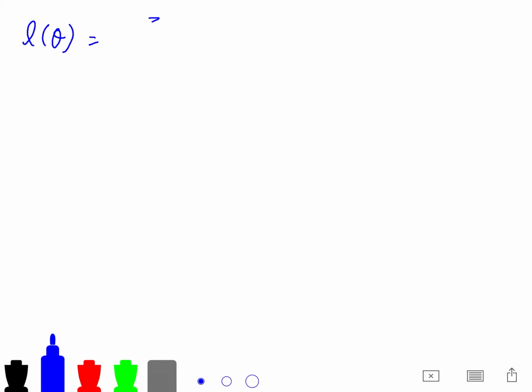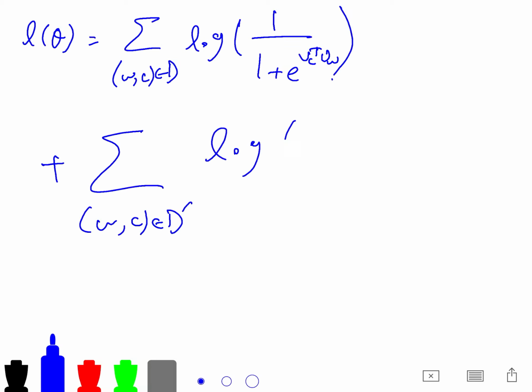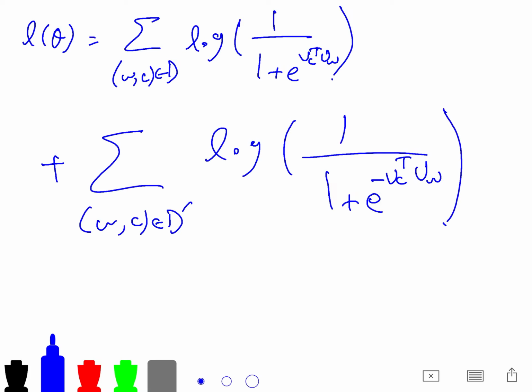So L of theta is just over all pairs in the corpus, the log of 1 over 1 plus E to the VC transpose VW, plus, for W and C outside the corpus, the log of 1 over 1 plus E to the minus VC transpose VW.